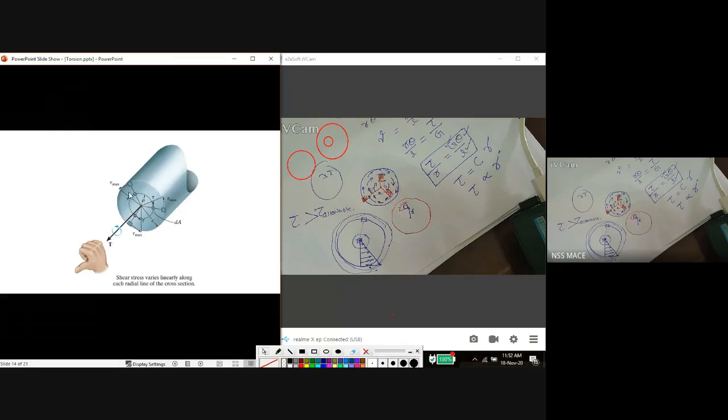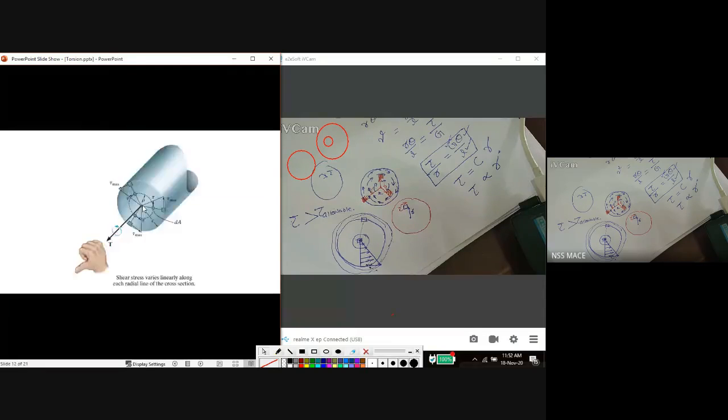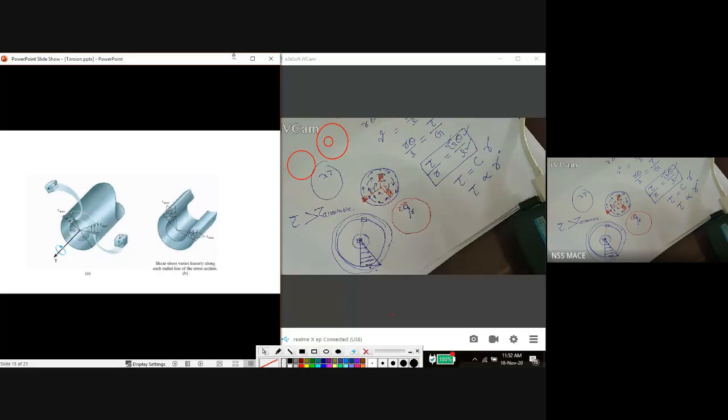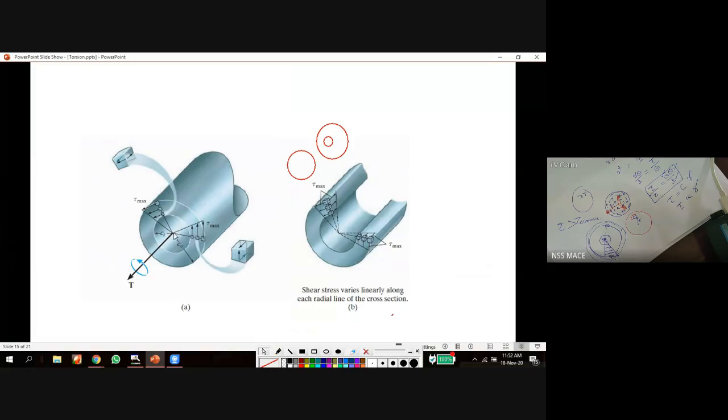So this is the distribution. See the distribution of shear stress. Maximum shear stress is at the surface, minimum at the center region. Another figure, this one. See this figure. Here we can see at the center region it is 0 and shear stress increases to the maximum value at the surface.